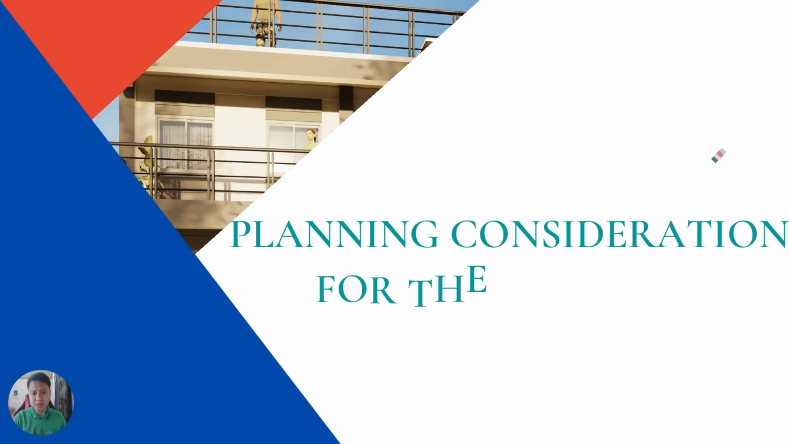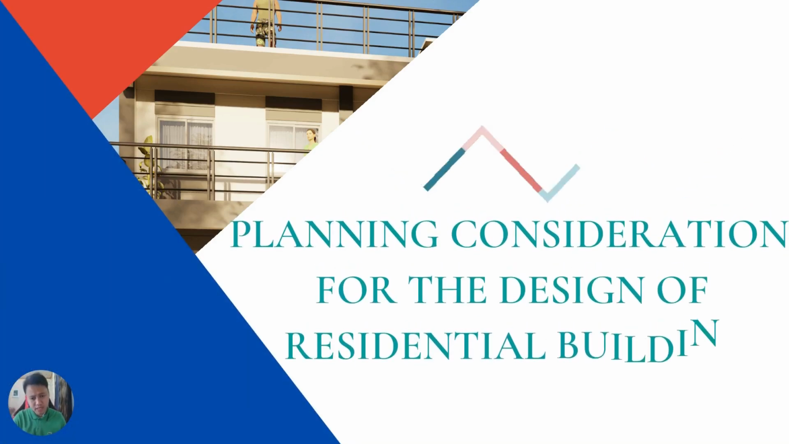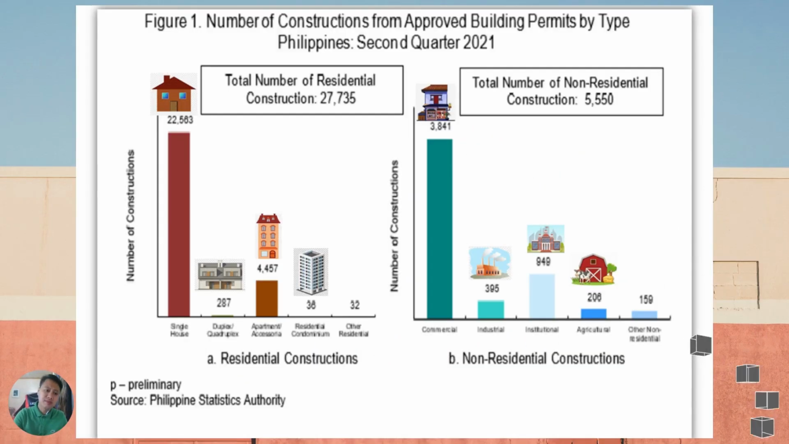This presentation was prepared primarily to give basic information regarding the planning considerations for the design of residential building. First, let me tell you a few things about construction statistics from approved building permits. As you can see in this bar graph, residential had the highest number of constructions. Majority of the residential constructions were single-type houses.